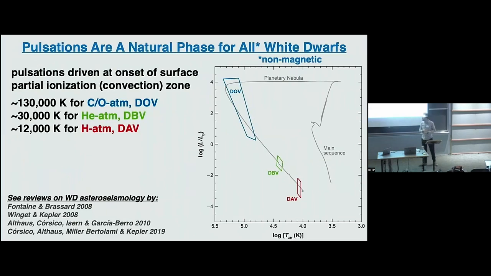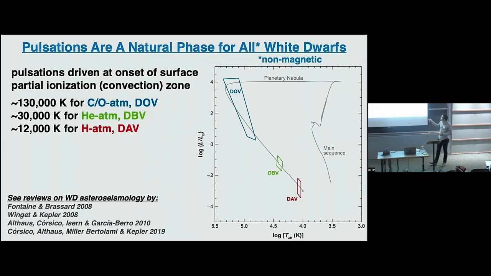We think that pulsations are a natural phase for all white dwarfs. It's driven at the onset of a partial ionization zone or a convection zone, and with that partial ionization, basically an opacity change, you can store and release energy. That happens at high temperatures for carbon or oxygen. These are the DOVs. There are DBs that pulsate at about 30,000 to 20,000 degrees.